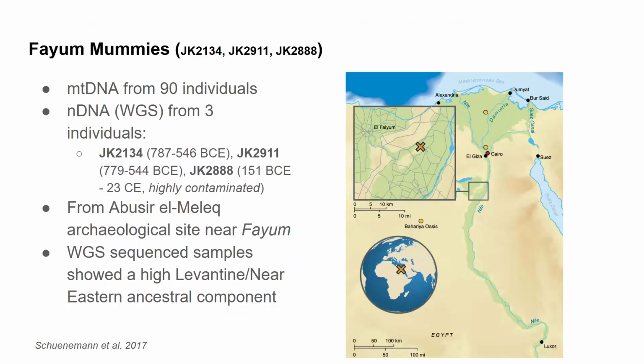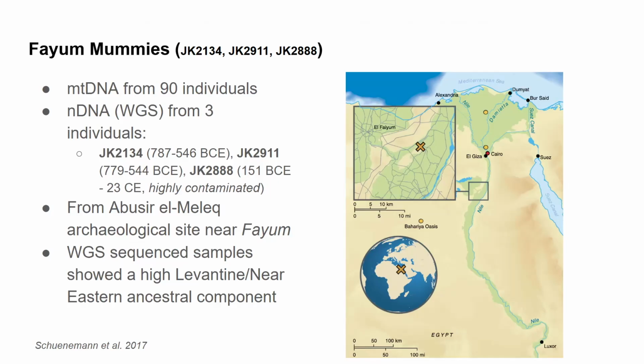So now let's look at the Fayum mummies, and these ones are really cool. You had mtDNA from over 90 individuals, but remember, and I'm not going to say that we don't care about mtDNA, it's just we can't do as many cool things as we can with nuclear DNA. So we really care about the whole genome sequencing from the 3 individuals, which are mentioned below. They were from Abu Sir al-Melek, an archaeological site near Fayum, Egypt. It's on the map right there. And these samples were interesting because they showed a very, very high Levantine or Near Eastern ancestral component, which we're going to see in a bit.